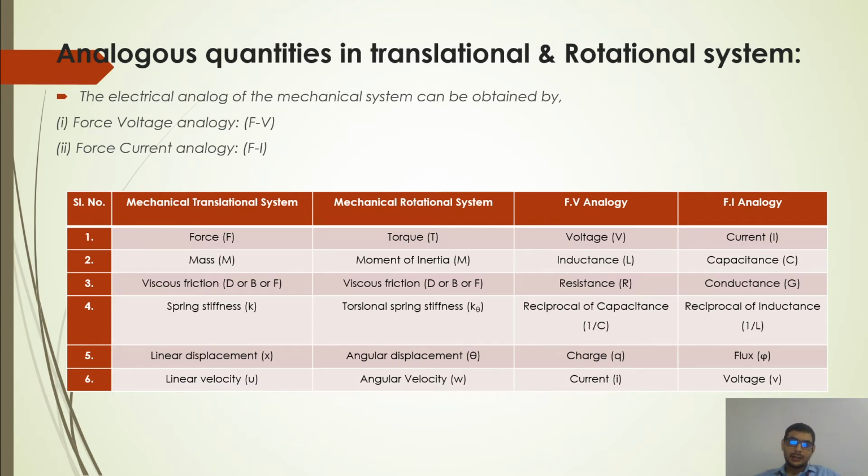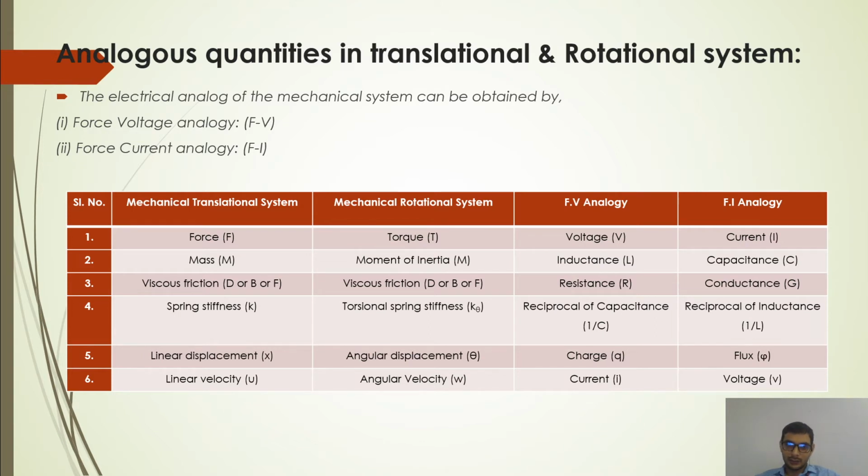The table states the mechanical translational system, the mechanical rotational system, the force voltage analogy, and force current analogy. It simply means the force is equated to voltage, or the force is equated to current. When considering force voltage analogy, force is equated to voltage, or the torque is equated to voltage. While considering mass, it is equated to inductance.